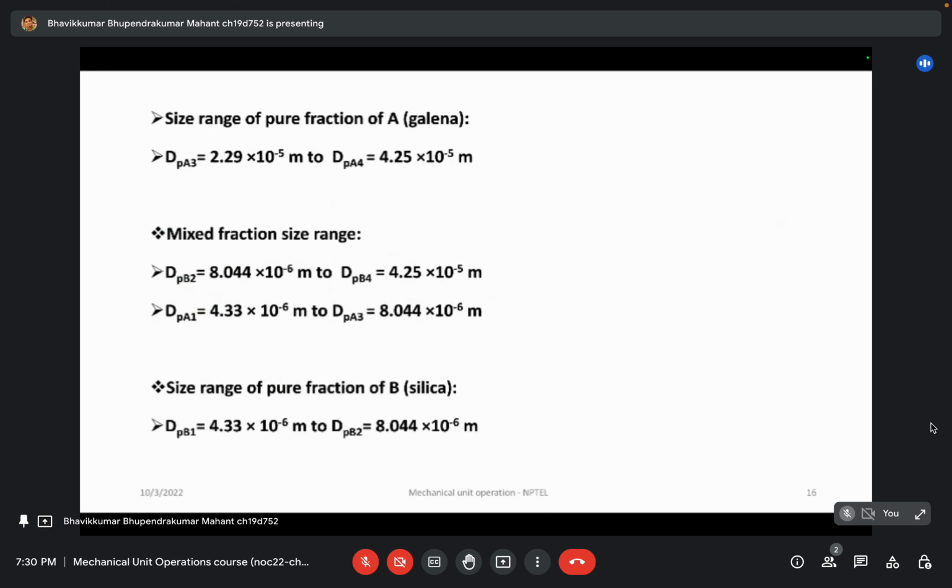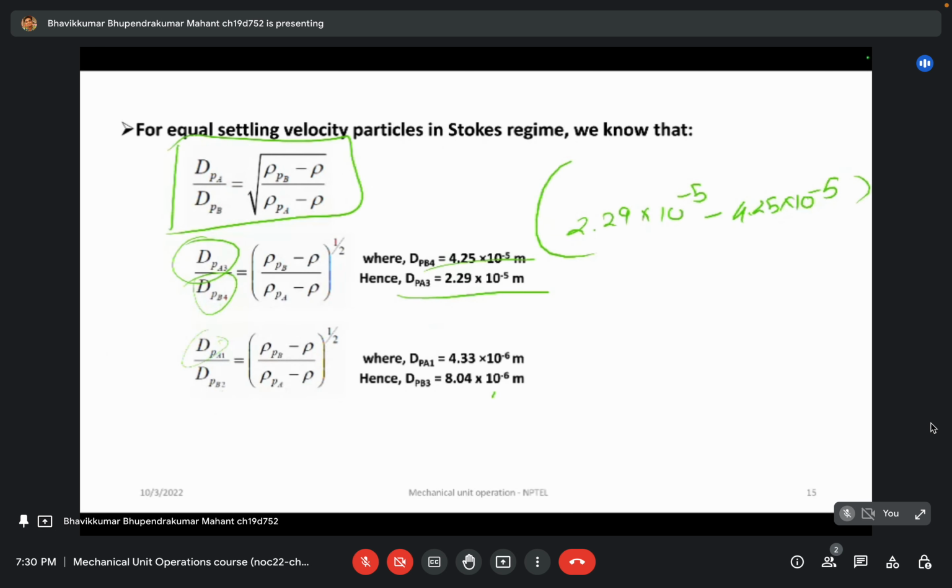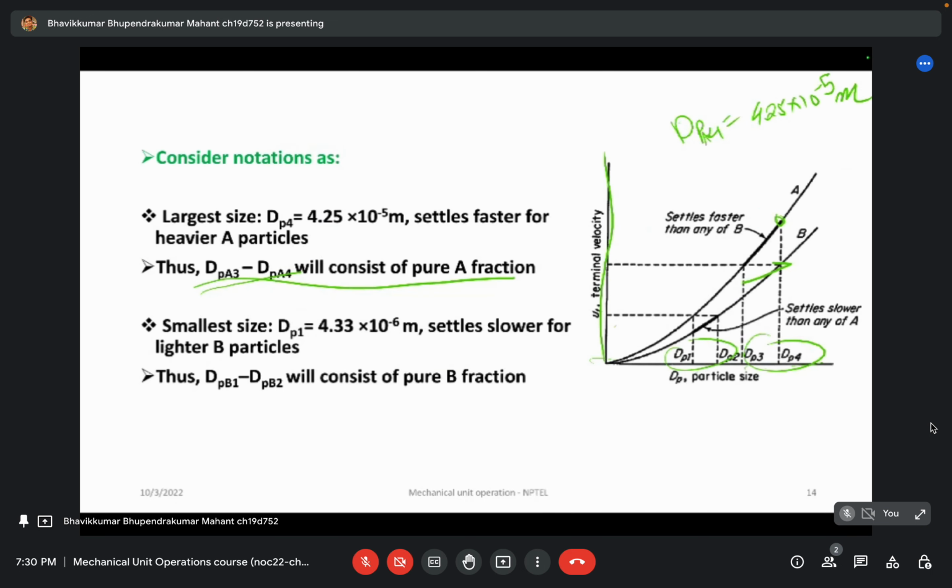Now the size range of the pure fraction of A is dPA3, 2.29 into 10 to power minus 5 to 4.25 into 10 to minus 5. The mixed fraction range is from the smallest, 4.33 to 8.044 into 10 to power minus 6, then 8.044 into 10 to power minus 6 to 4.25 into 10 to power minus 5. And for the pure fraction of B, dPB1 is 4.33 into 10 to power minus 6 meter to dPB2, 8.04 into 10 to power minus 6. We already discussed how these are coming.